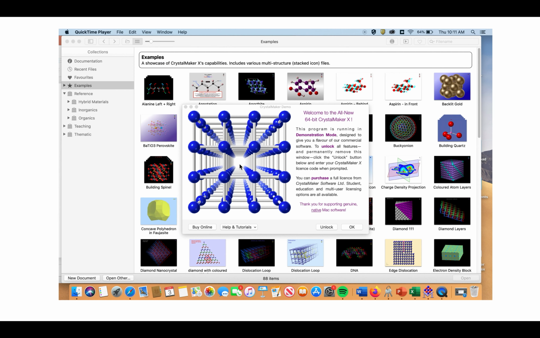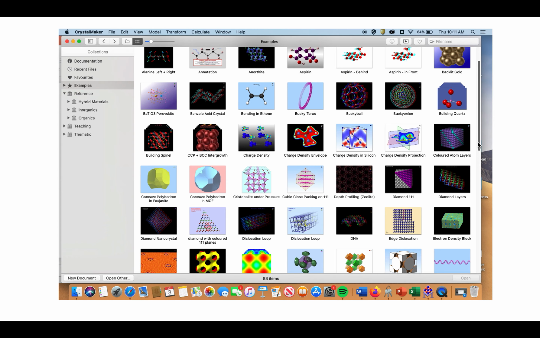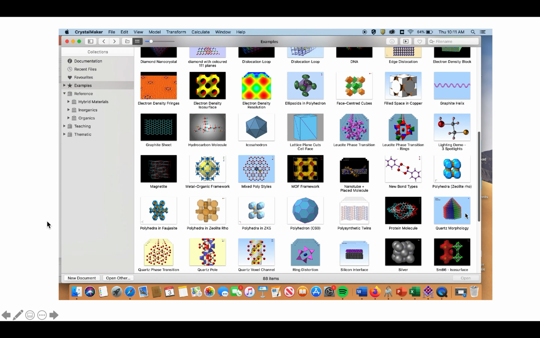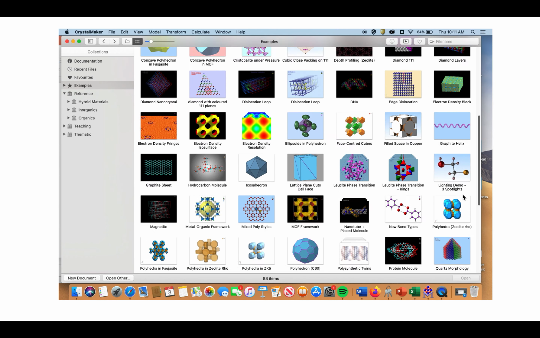After you pull it up, when you open it, it'll ask you, do you want to unlock additional features, or do you just want to explore the demo? There's a lot of functionality if you just explore the demo. So I'm going to close that part of the window. These are all different files within CrystalMaker that the software designers are using to illustrate different features. Some of these, I think, can be really effective within your class.